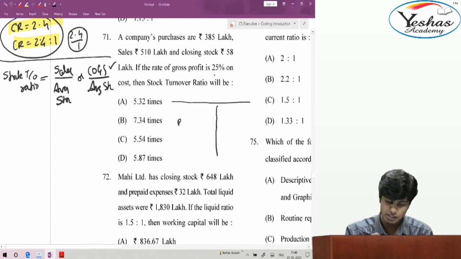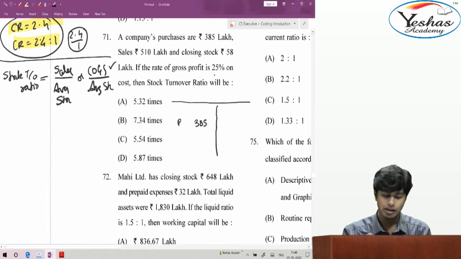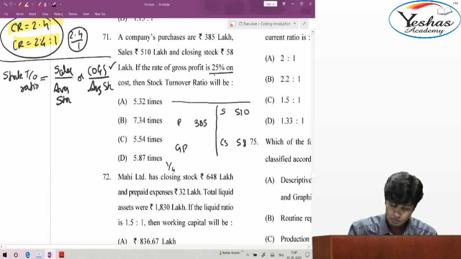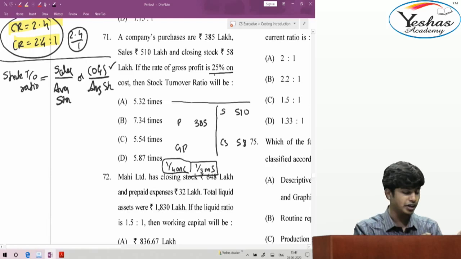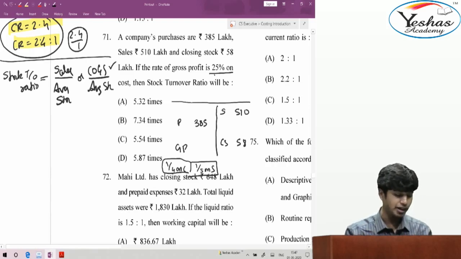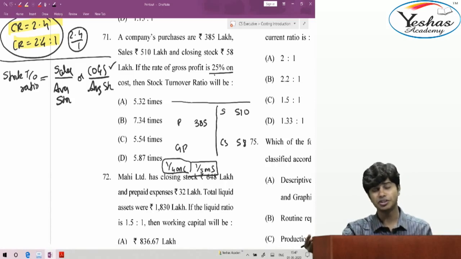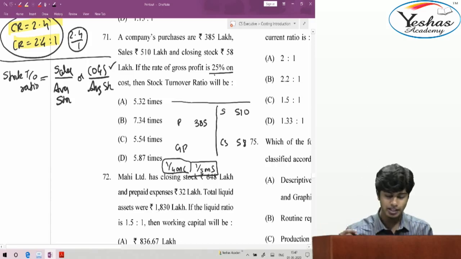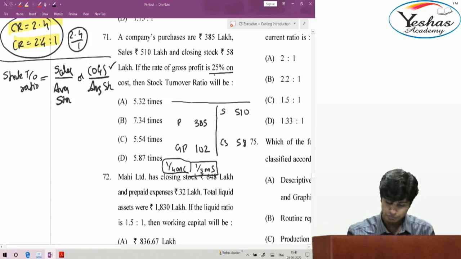So firstly, there are purchases of 385 lakhs and sales of 510 lakhs. There is closing stock of 58 lakh. There is gross profit of 25% on cost. If it is 25%, that is 1 by 4 on cost. If it is 1 by 4 on cost, it can be regarded as 1 by 5 on sales. So 1 by 5 is 20% on sales. If I do 510 divided by 5, I told you, when it is on cost it will be 1 by x, and on sales it will be 1 by x plus 1. You get that? So 102 is our gross profit.